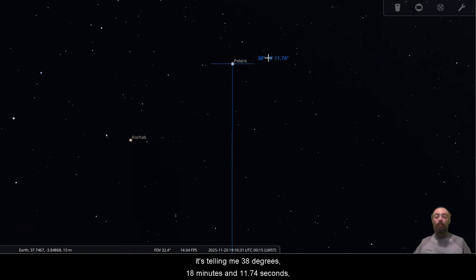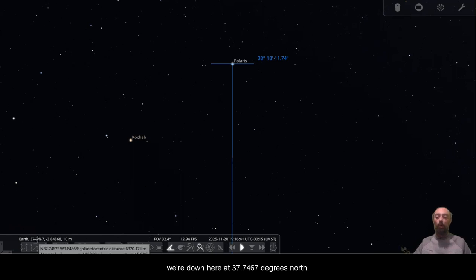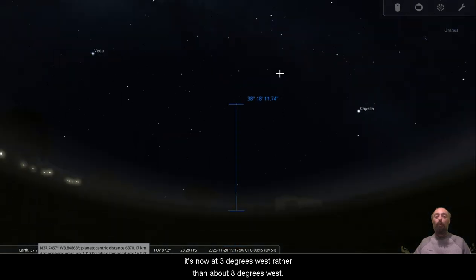But there we go. It's telling me 38 degrees, 18 minutes and 11.74 seconds. And again, a little bit off. We're down here at 37.7467 degrees north. So we are a little bit off yet again by almost a degree here. But that is due to really my own limitations, not being able to draw the line in exactly the right place. And we can see here we're after traveling a reasonable distance around the Earth as well. Our longitude is also quite different here. It's now at 3 degrees west rather than about 8 degrees west.